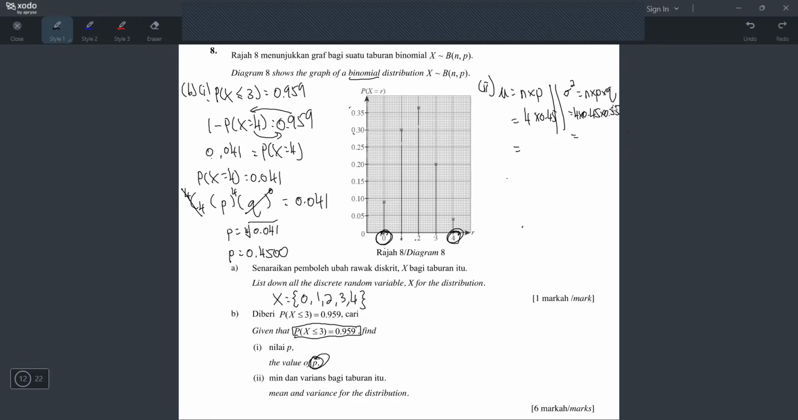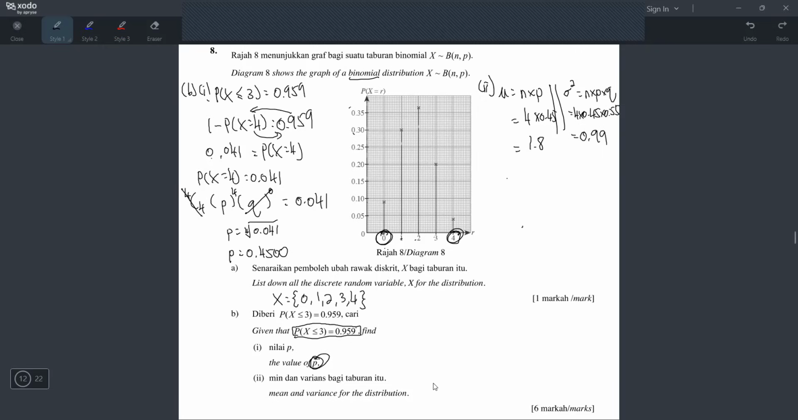Okay, now you just press the calculator. The first one is 1.8, and the second one was 0.99. Okay, so just write it down. So that's how you do it. Please remember this formula you can only use for binomial distribution.